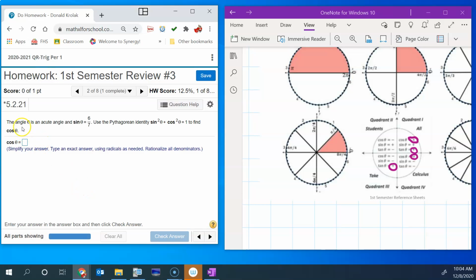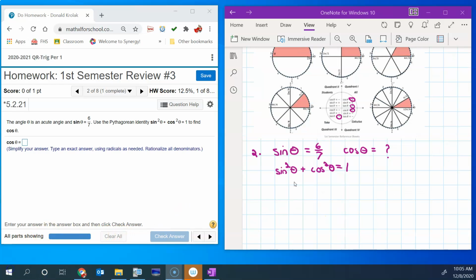All right, an angle theta is an acute angle. The sine is 6/7. Use the Pythagorean identity, sine squared plus cosine squared equals 1, to find the cosine. Okay, so the Pythagorean identity says if I take the sine, which is 6/7, and square it, and I add the cosine squared, which I don't know, so I'll just leave it cosine squared, that's going to equal 1.